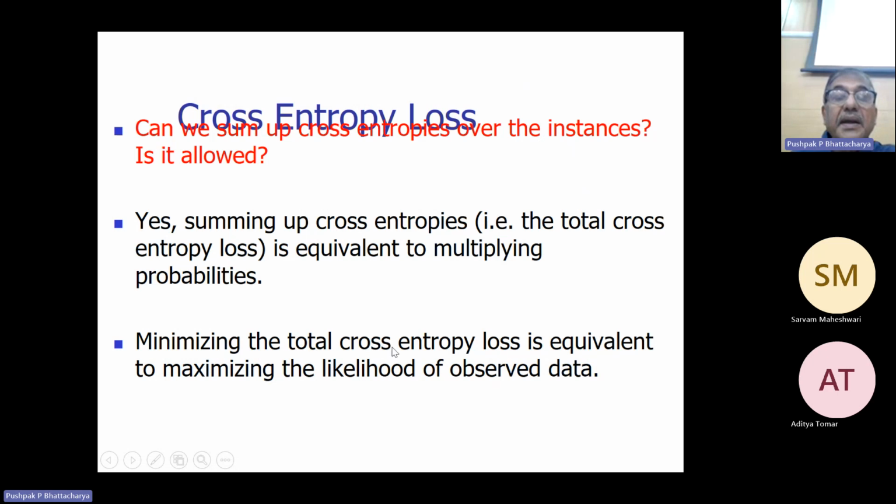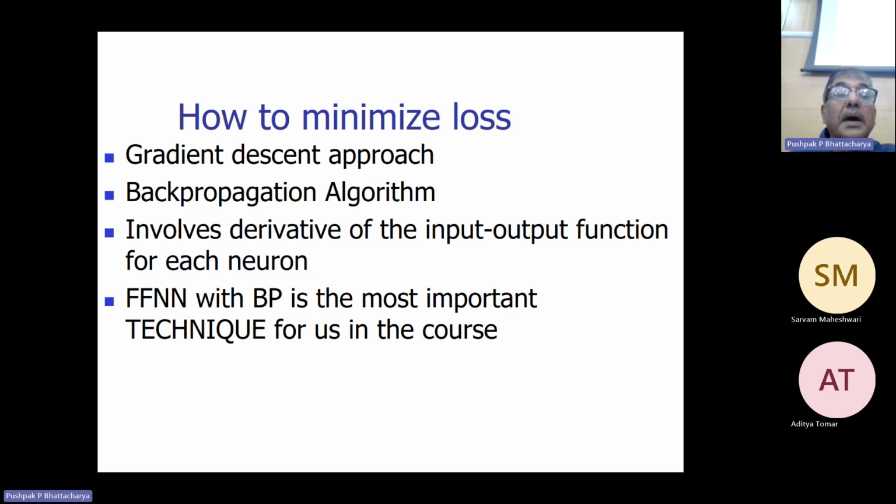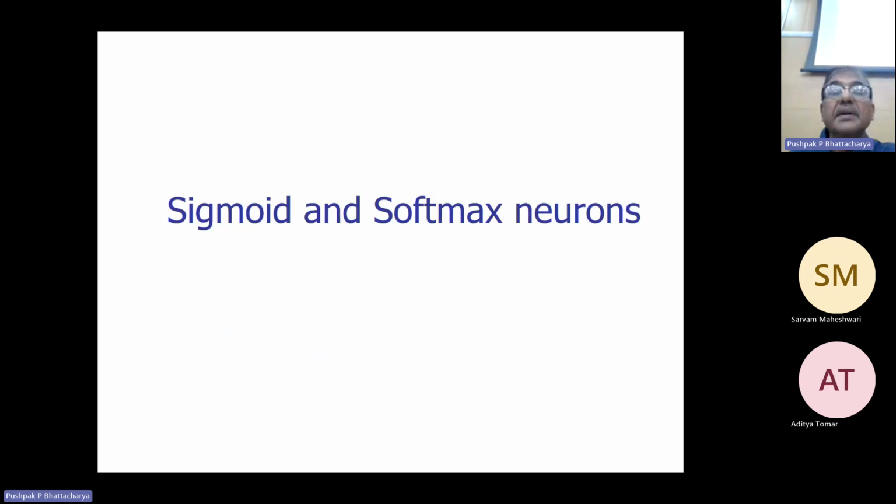So maximum likelihood is based on setting the parameters such that the probability of the observation is maximized. A very nice principle. So how to minimize the loss? We apply the gradient descent approach, the backpropagation algorithm, which involves the derivative of the input-output function for each neuron. And feed-forward network with backpropagation is the most important technique for us in this course, because this is the neural network-based AI we are discussing.